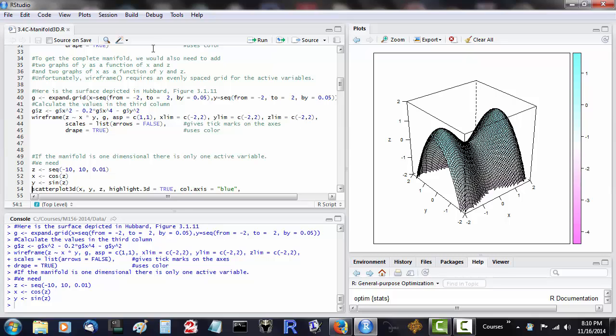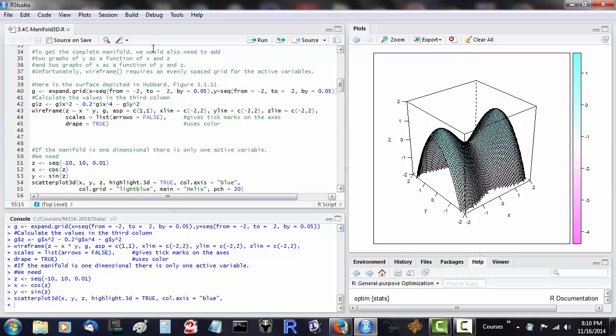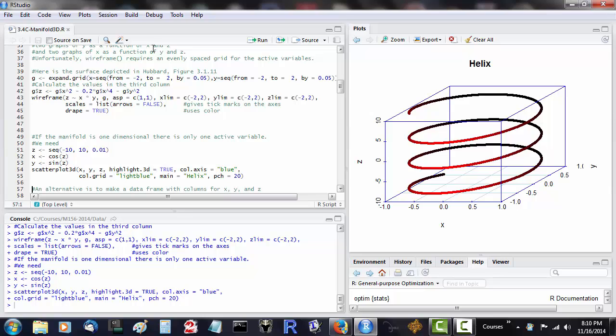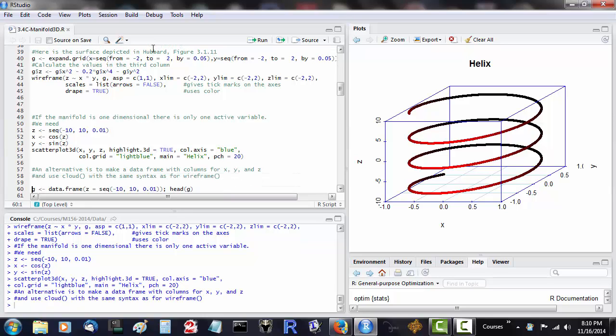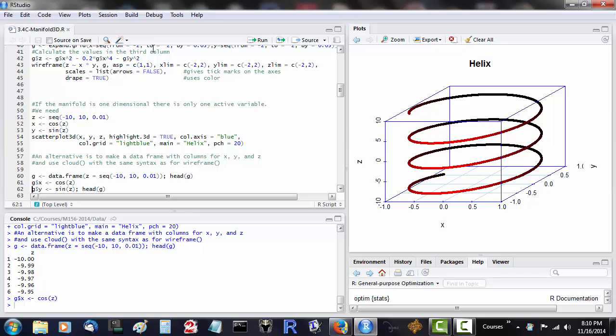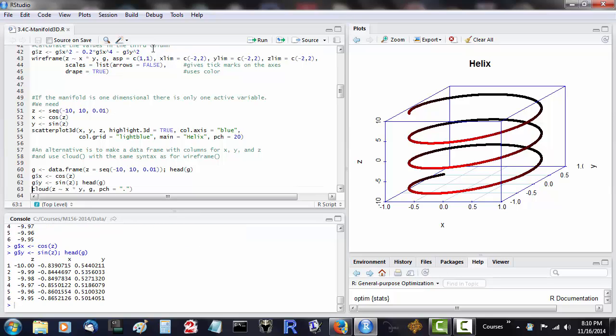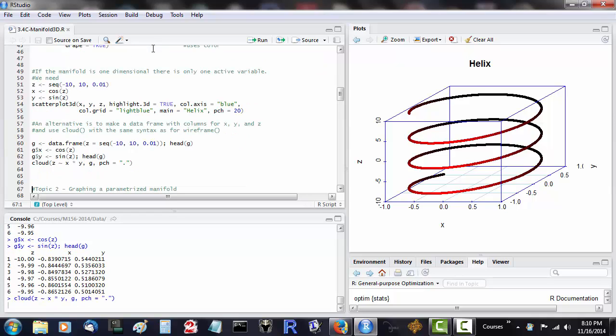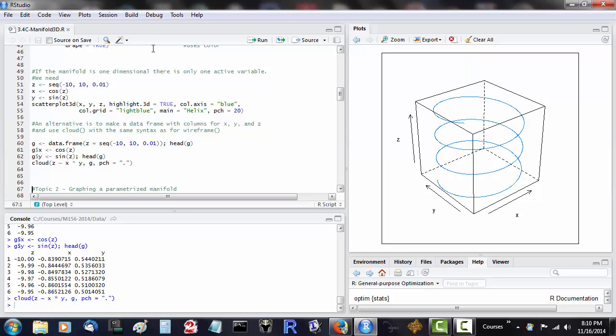y. If I do that and get three sequences, this function scatterplot3d very nicely plots everything and makes a rather interesting picture, a helix that keeps moving up while spiraling round and round. We could also treat it kind of like wireframe, make a data frame with column X, column Y, and column Z, and then instead of calling wireframe, we call cloud with the same syntax, and we get the same helix.